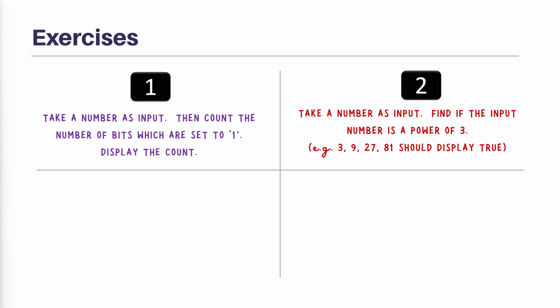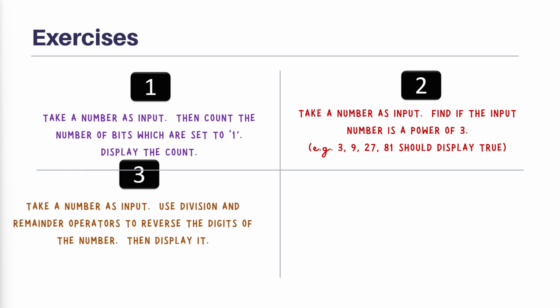In the second exercise, read a number as input and then print true if the number is power of 3. A number is power of 3 if it is result of exponentiation with 3 as a base and some number n as exponent. For example, your program should display true for numbers 3, 9, 27, 81, etc. because they can be calculated by using power of 3. But the program should display false for numbers like 6, 42, 45, etc.